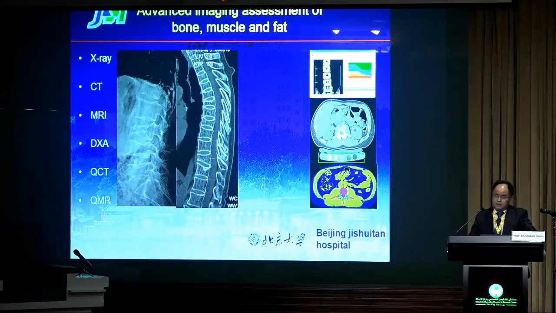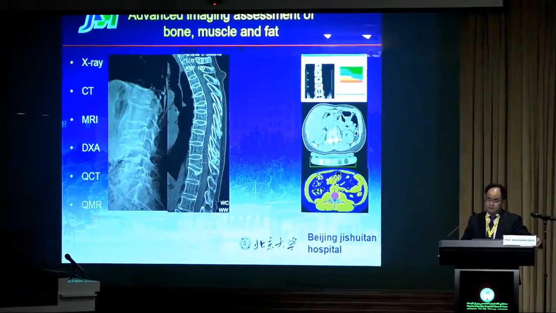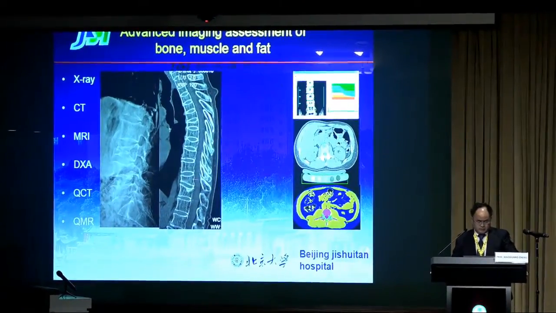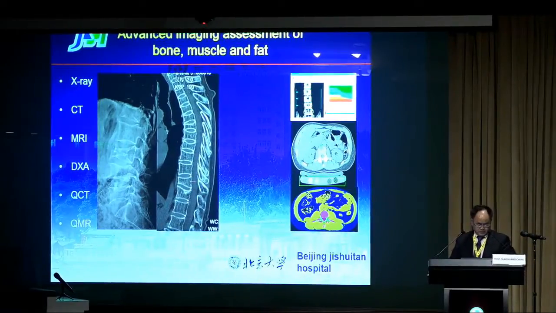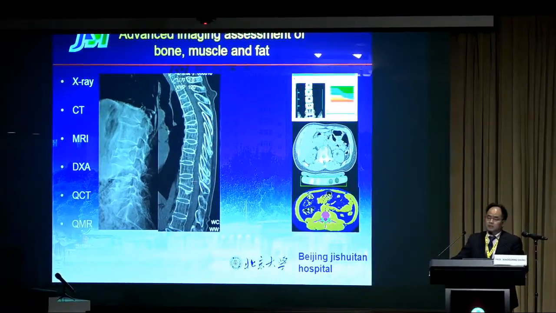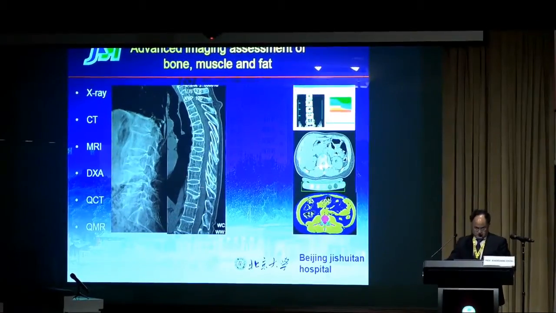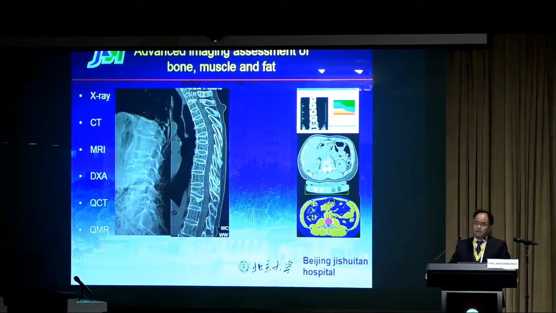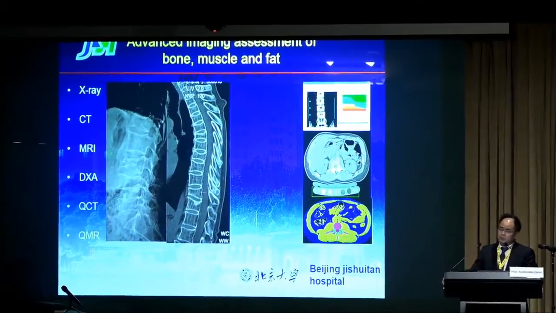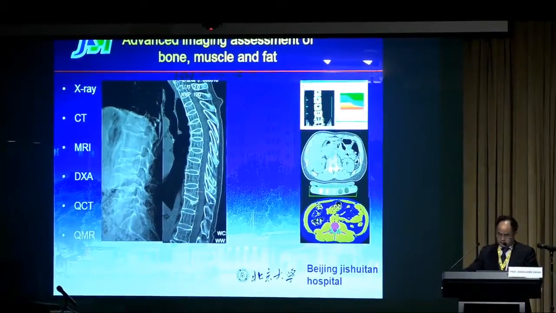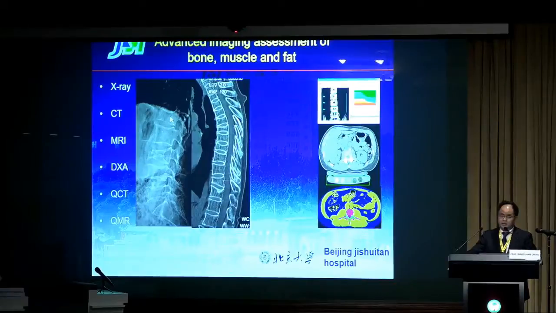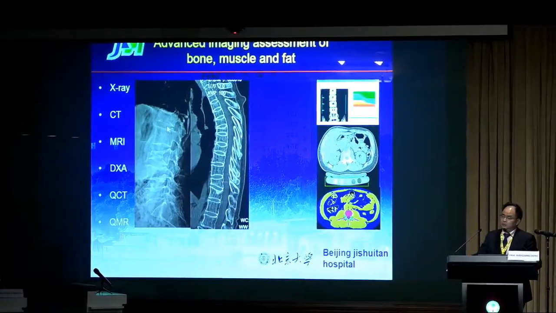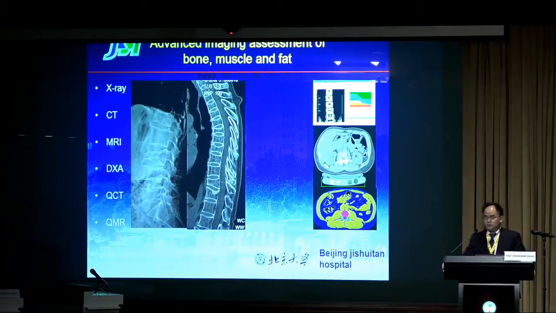As a radiologist, we have many imaging modalities. We have X-ray, we have CT and MRI, and for bone densitometry, we have DXA, and then we have QCT. And of course, we can use MRI to measure the bone, muscle, and fat. Simply, we can use the X-ray to identify the vertebral fracture, which is very important for osteoporosis.